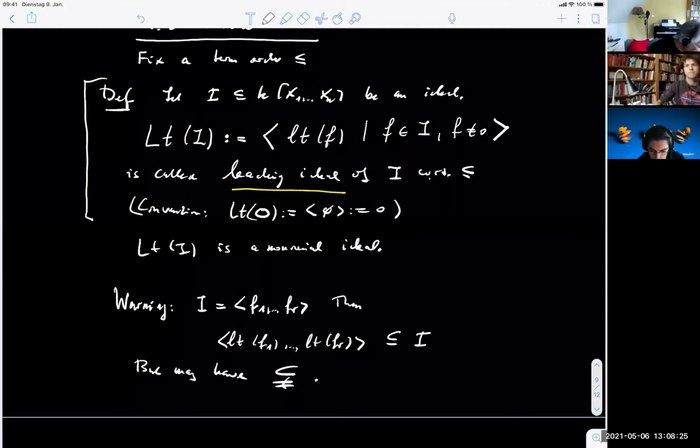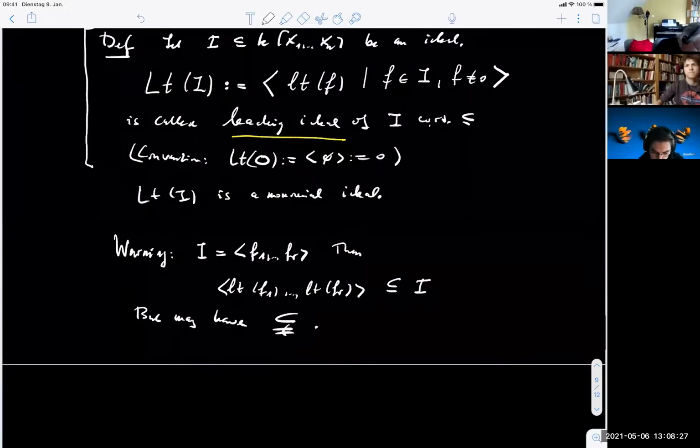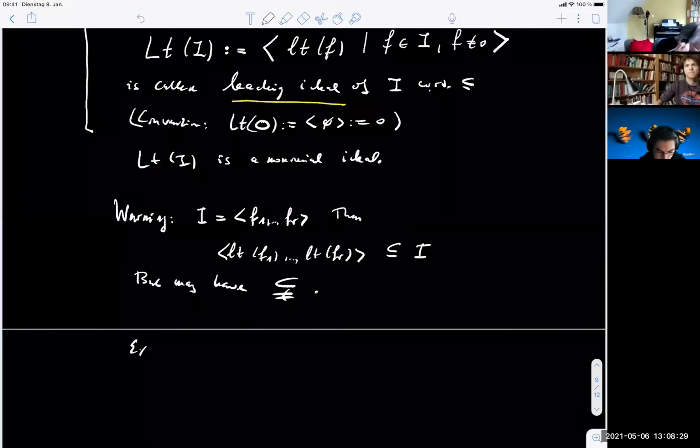Now, here is a simple example, a very simple example showing that this may happen. So what do I take? F1 is x squared plus y. F2 is xy plus 1.